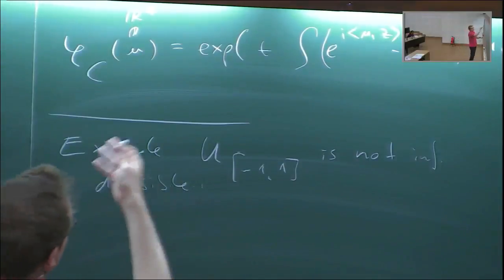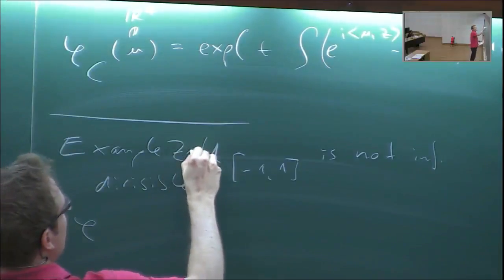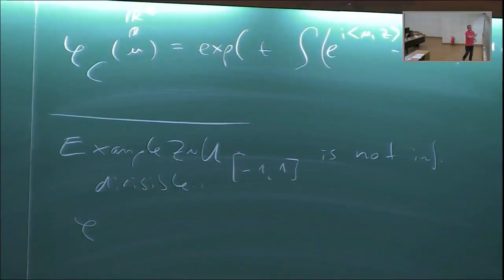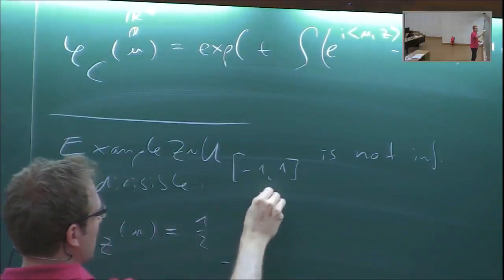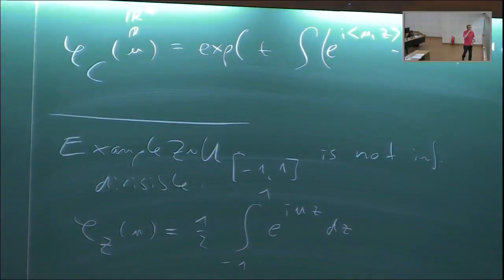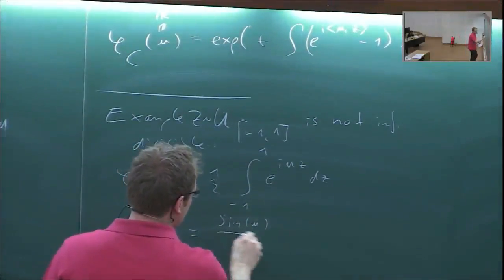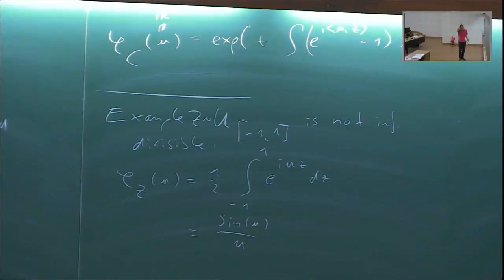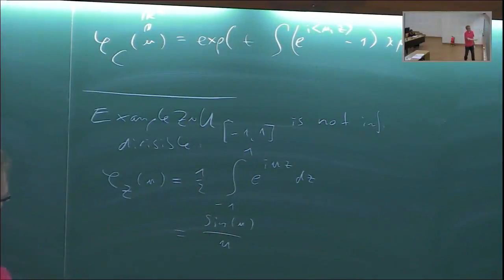Okay, so what you do is you calculate the characteristic function of such a thing. You have a random variable z, which is distributed according to the uniform distribution. So you have 1/2 integral from -1 to 1 of e^{itz} dz. Just calculating, you get sin(u) divided by u. This distribution is symmetric, and if it's symmetric, this means that the characteristic function should be real valued.